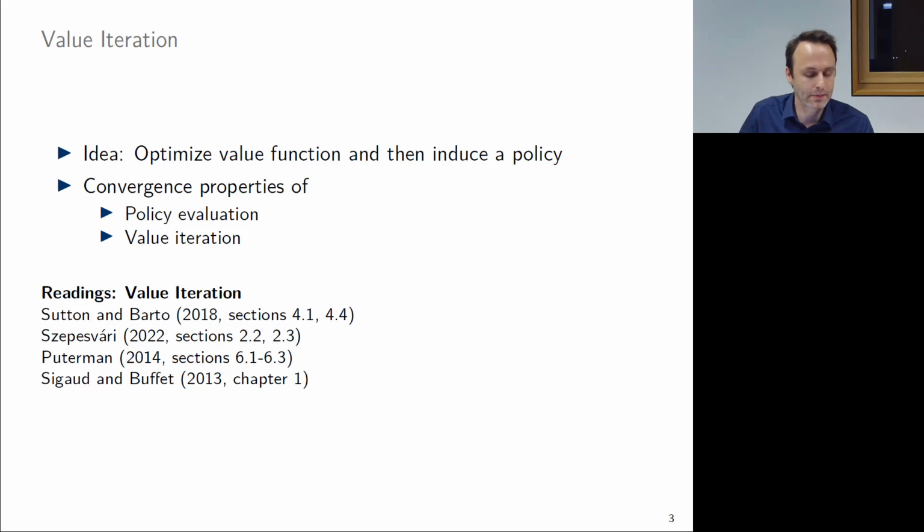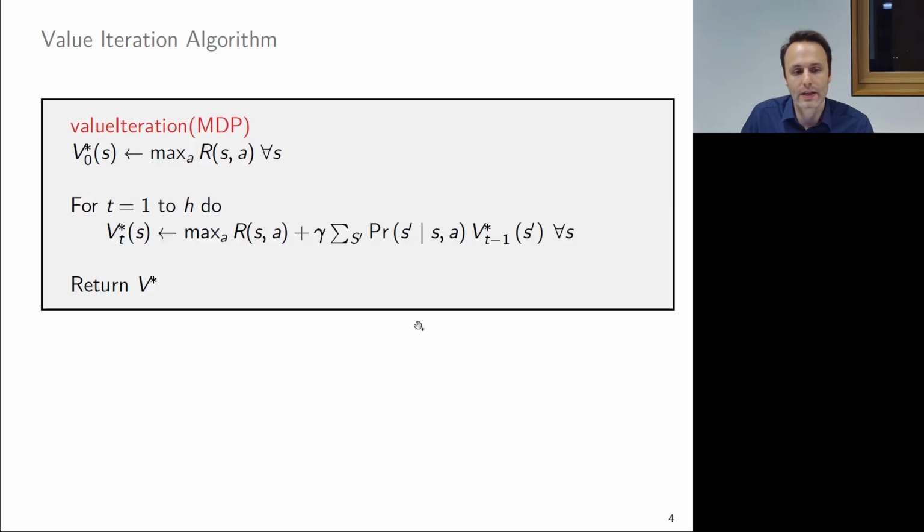And sometimes we then see which properties carry over and which properties get lost. The idea of value iteration is to optimize a value function and then induce a policy. Now we're gonna see properties of the policy evaluation and also of the value iteration. So we can summarize the value iteration algorithm for a Markov decision process by taking a look at this algorithm.